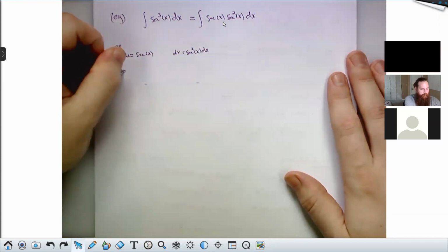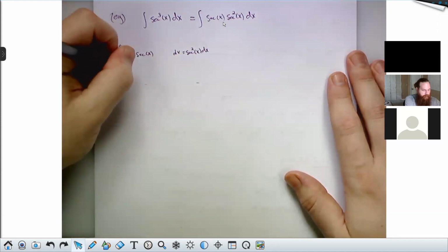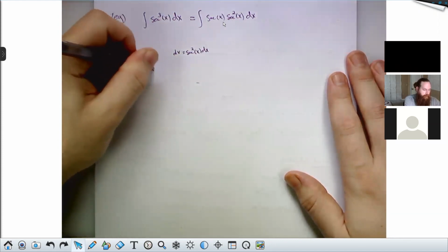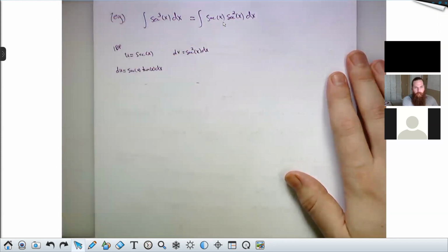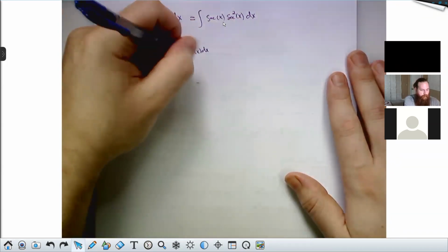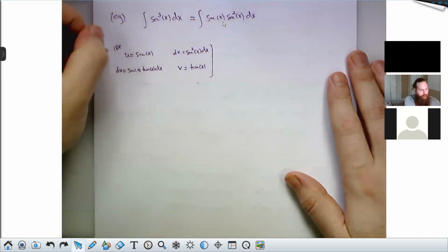Du, the derivative of secant, not the antiderivative, but the derivative of secant, that's secant tangent. So of course, when we get to 7.2 next week, you're not only going to need your trig identities, you're going to have to remember all the derivatives of trig functions also. V, the integral of secant squared, is just tangent. So here's my little IBP table.